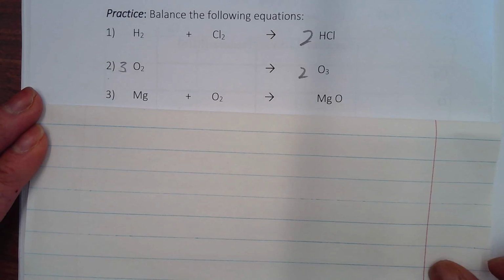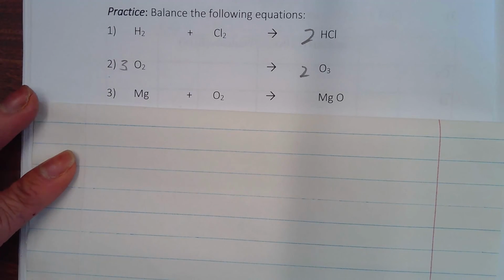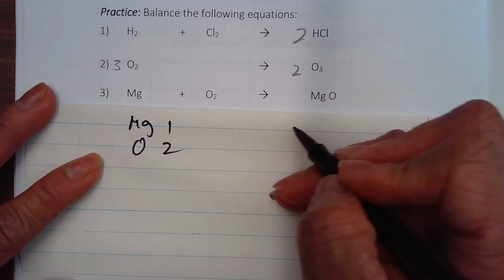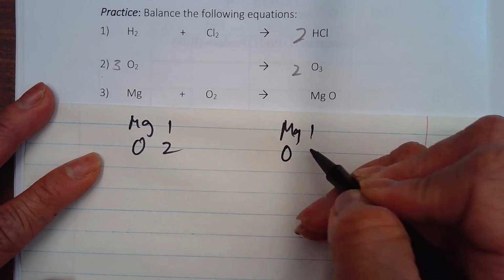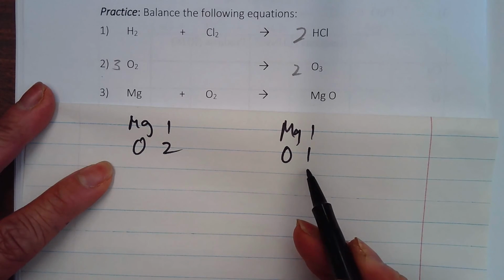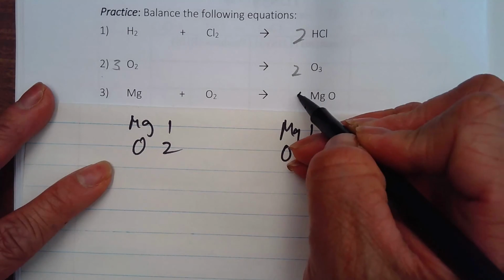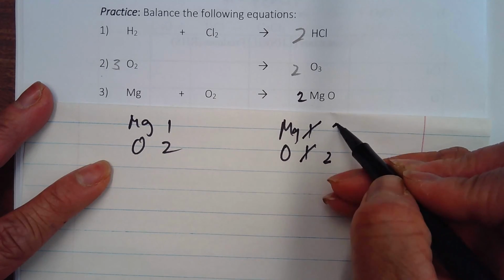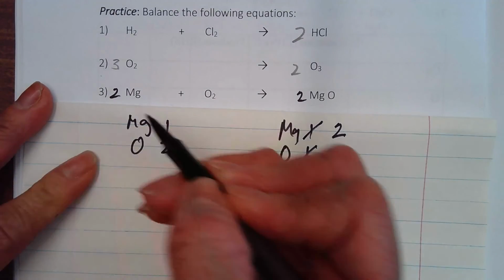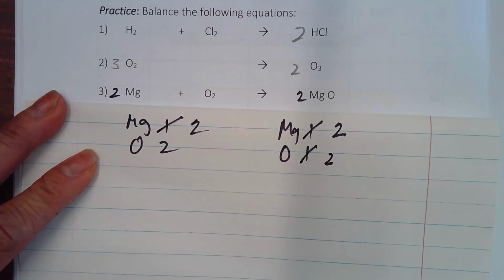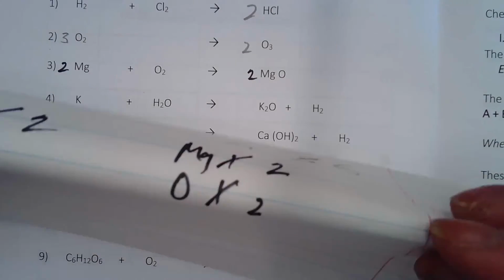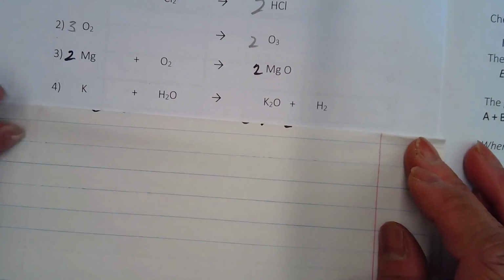Can we do one? Yeah, let's do this one here. So magnesium. So again, I go magnesium 1, oxygen 2. Magnesium 1, oxygen 1. So I'm gonna make this oxygen 2. So I put the 2 here, and that will make oxygen 2. But I also made magnesium 2. Now I gotta put 2 right here, and that makes magnesium 2. 2 and 2, done. And then look at this, my piece of paper. I fold it, go on to the next.